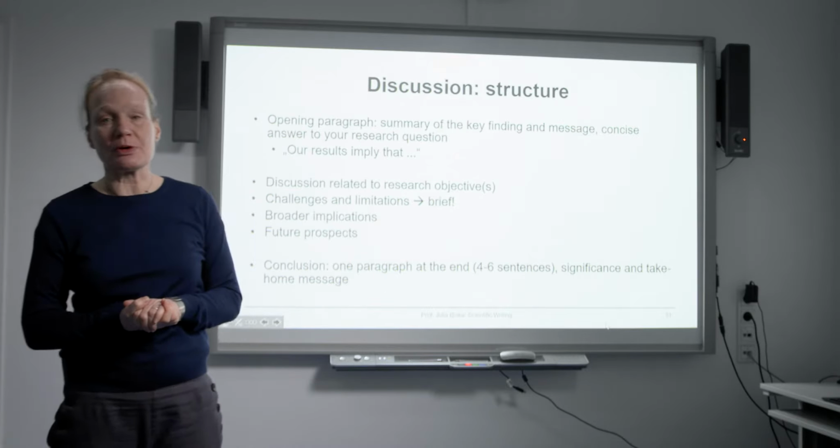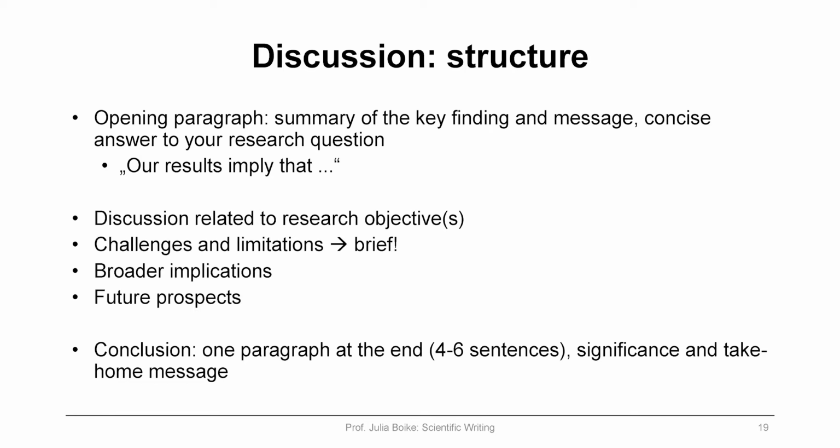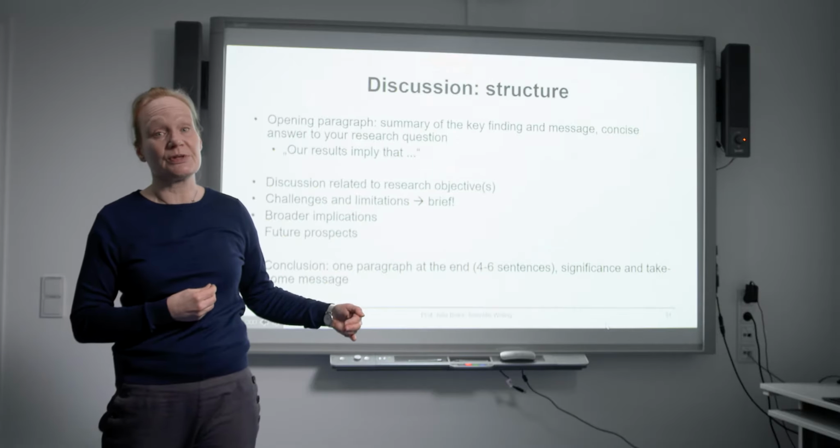Here's some more information about the structure. The opening paragraph could be a summary of the key findings and message, and an answer to your research question: our results imply that. Then you go into the discussion related to your research objectives. As shown in the beginning, you have the very clear structure of objective 1, 2, 3. You report your challenges and limitations, the broader implications, and the future prospects. If you do not have a separate conclusion section, you have one paragraph at the end where you summarize and present the take-home message.